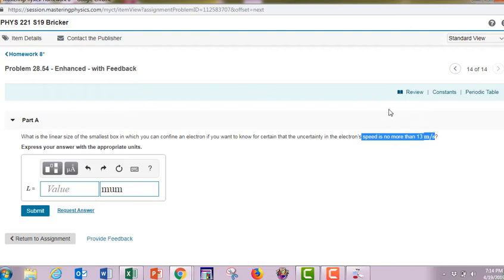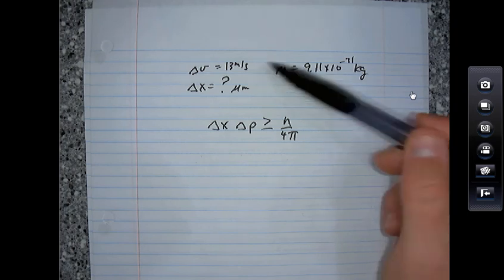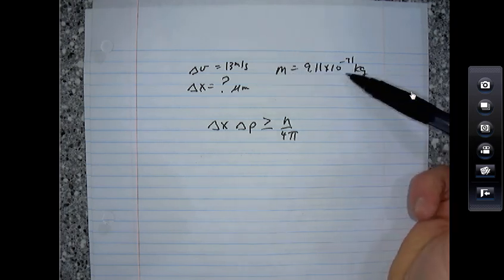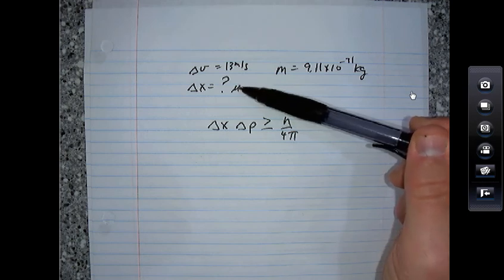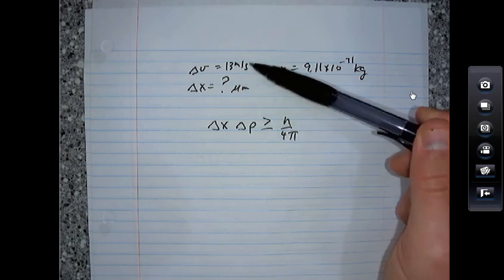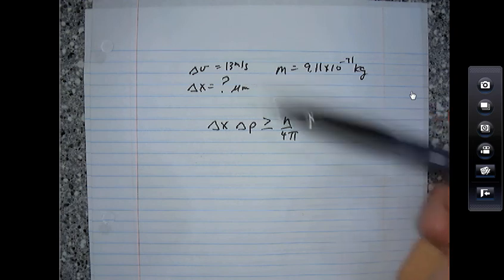So again, this is from chapter 28. You can hit the review section here and take a look at this concept. This is a Heisenberg uncertainty principle problem, so make sure you read through that section. Let's take a look at this. Okay, so the uncertainty in the speed is 13. It's an electron, so here's the mass. You'll see why we need that in a minute. And we want to know the associated uncertainty in the position. If you can confine the speed to within 13, how precisely can you know where it's actually located?